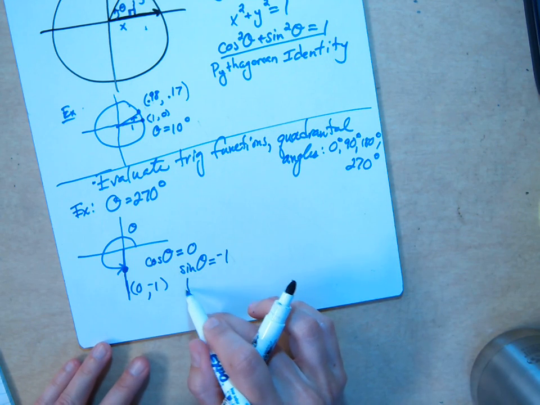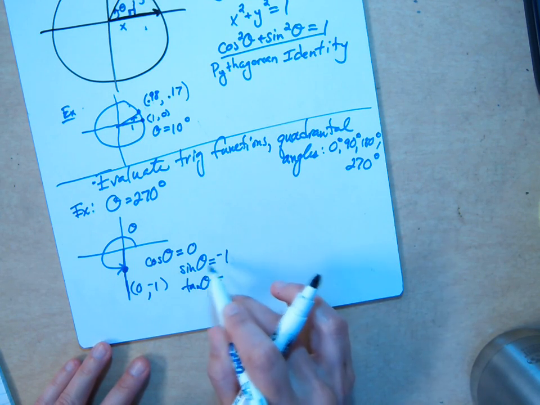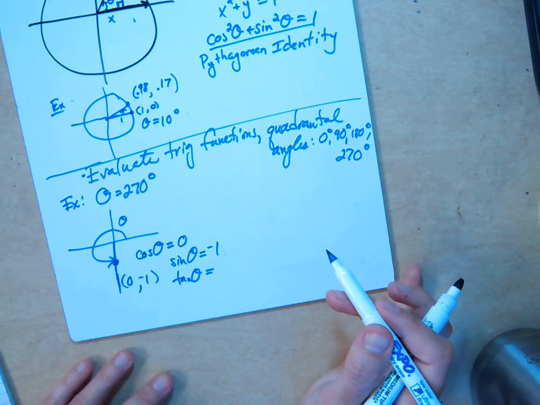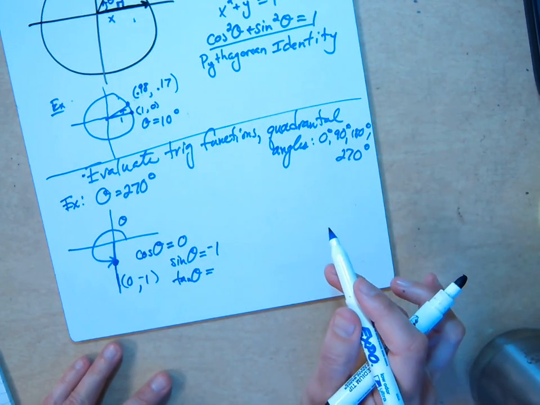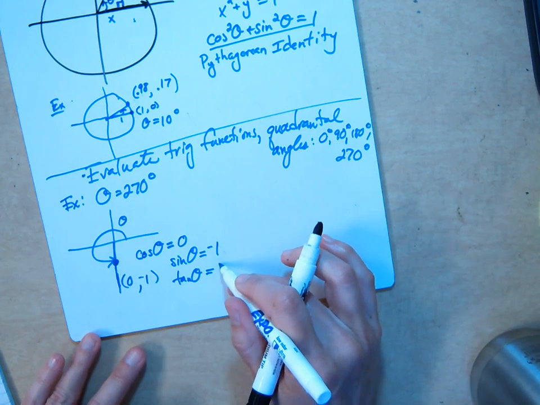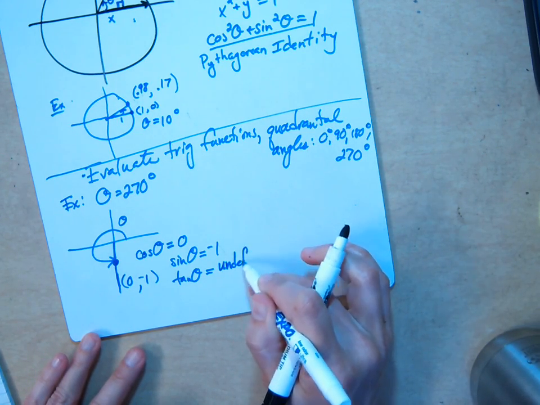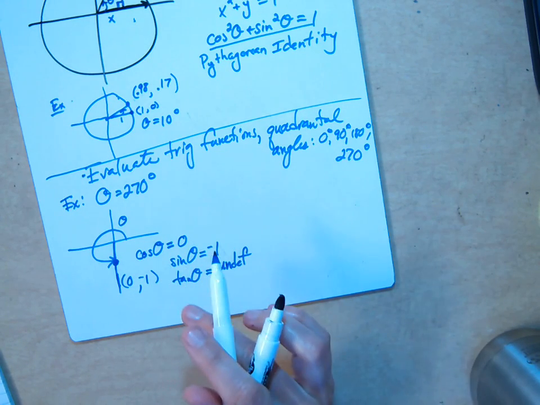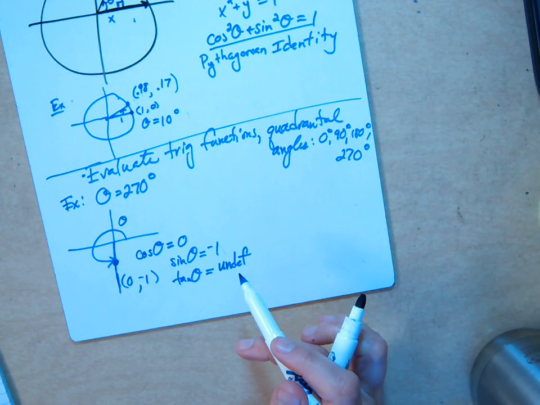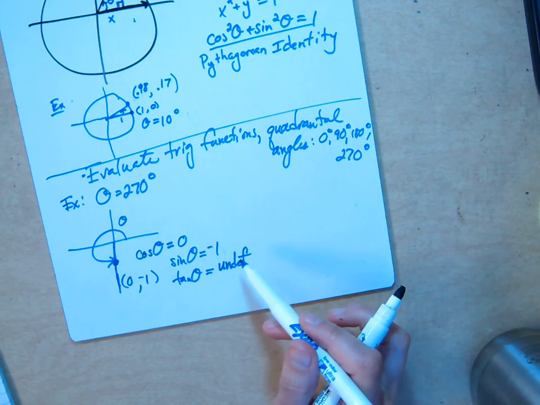And then the tangent, let's say the tangent is just sine over cosine, so -1 divided by 0. This is interesting. What's -1 divided by 0? Can you divide by 0? No. If you tried on your calculator, you would get undefined. So the tangent of 270 degrees is undefined. Did I do that wrong? No, that's right. Yeah, undefined.